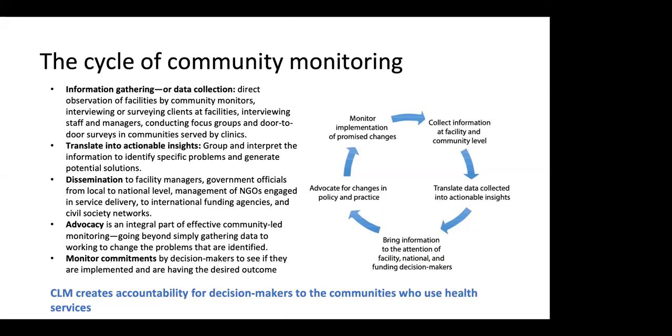There are four elements in how the cycle goes. The first is data collection. We're going to hear from colleagues with the Richidze project, from Treatment Action Campaign, from ITPC and others about how that data collection happens. It's a combination of direct observation, plus surveying, plus interviewing, plus conducting focus groups and door-to-door surveys. There's a wide variety of ways that communities gather information. That information then has to be translated into actionable insights.